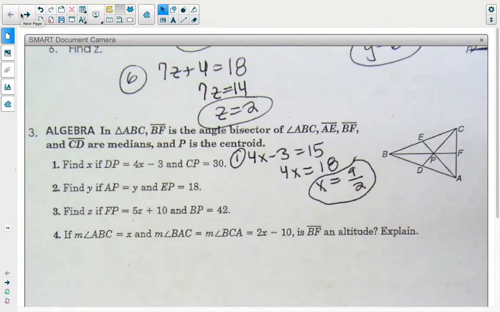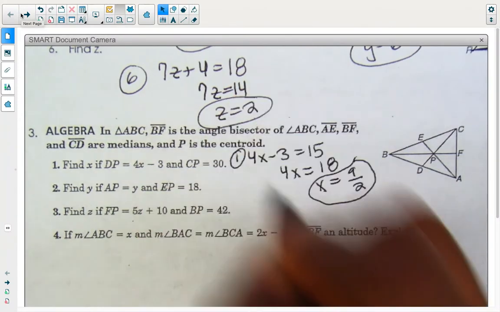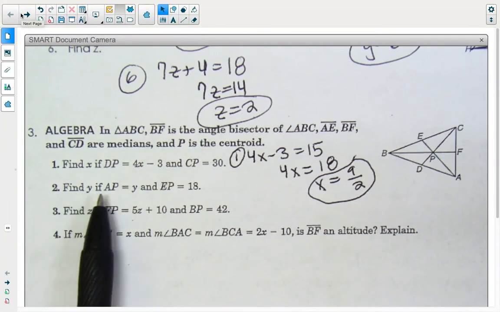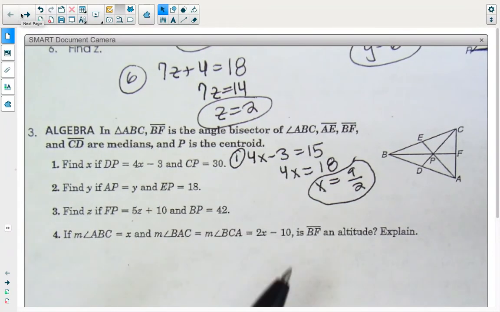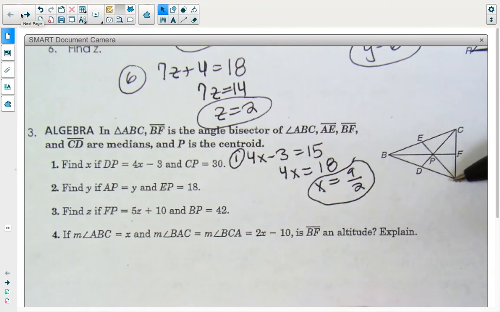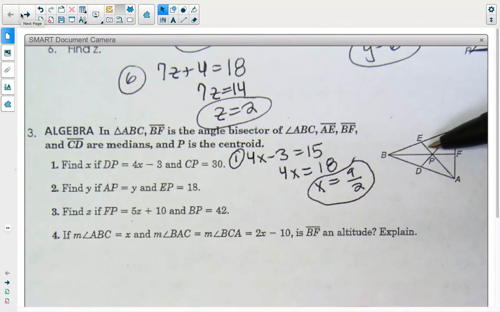Okay. Number 2, I'm probably going to write, actually I don't need any work for number 2. Number 2, find y if AP is equal to y and EP is equal to 36. So looking over here, I see that AP is this space here. And I see that EP is 18. So EP this time is the 1/3 section. So this little segment right here is 1/3 of the whole length. So if I double this, I will get the 2/3 section.